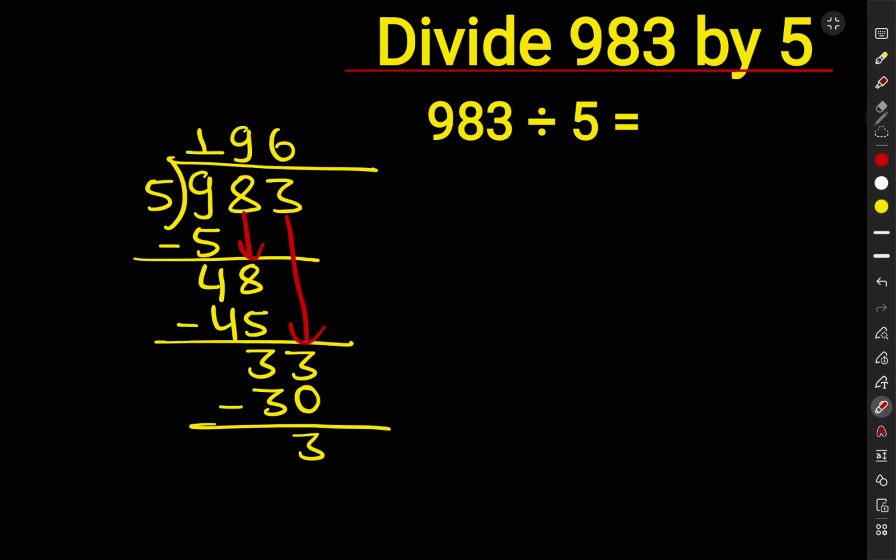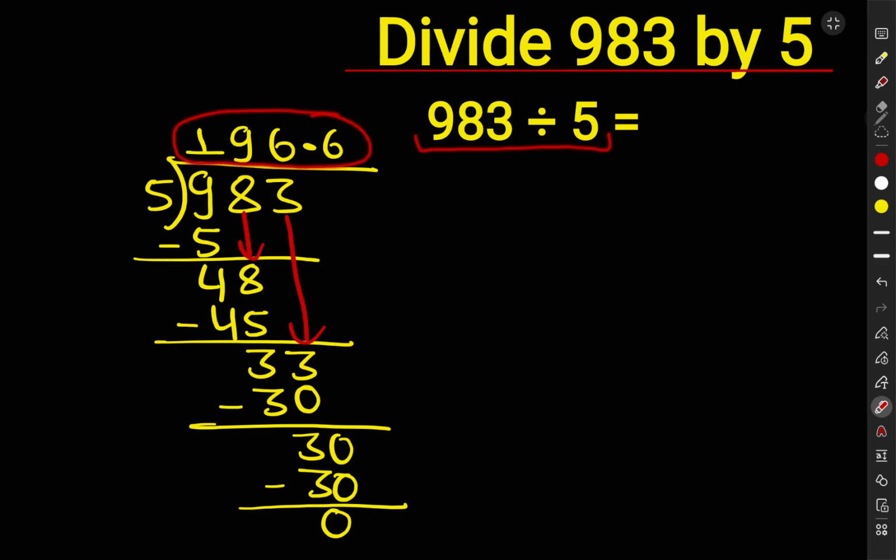So now we have no other number to put down. So we take a decimal here and put 0. So it is 30 and 5 times 6 is 30. On subtracting we get 0. So 983 divided by 5 is 196.6.